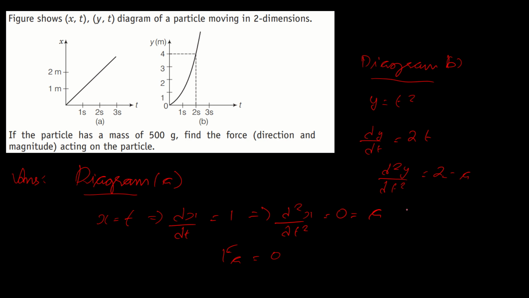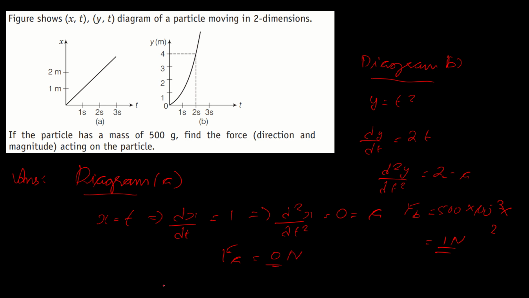So what's the force in this case? Fb. Fb is equal to mass into acceleration. Mass is 500, this is in grams. We have to convert to kilogram: 500 into 10 raised to minus 3, into 2, right? So the answer will be 1 Newton. So Fb is equal to 1 Newton. Okay, Fa is equal to 0 Newton and Fb is 1 Newton.